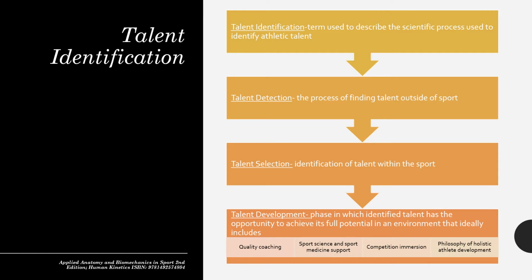So talent detection is the process of finding talent outside of the sport. This is usually some sort of screening event, maybe within a PE class or within a community, that's going to find athletes and individuals with athletic ability. Talent selection, on the other hand, is when we're identifying talent within the sport. So maybe this individual is a basketball player and we'd say, hey, you are going to be a point guard. Or we have a basketball player and say, actually, you may be playing the wrong sport. Maybe we should send you over here.